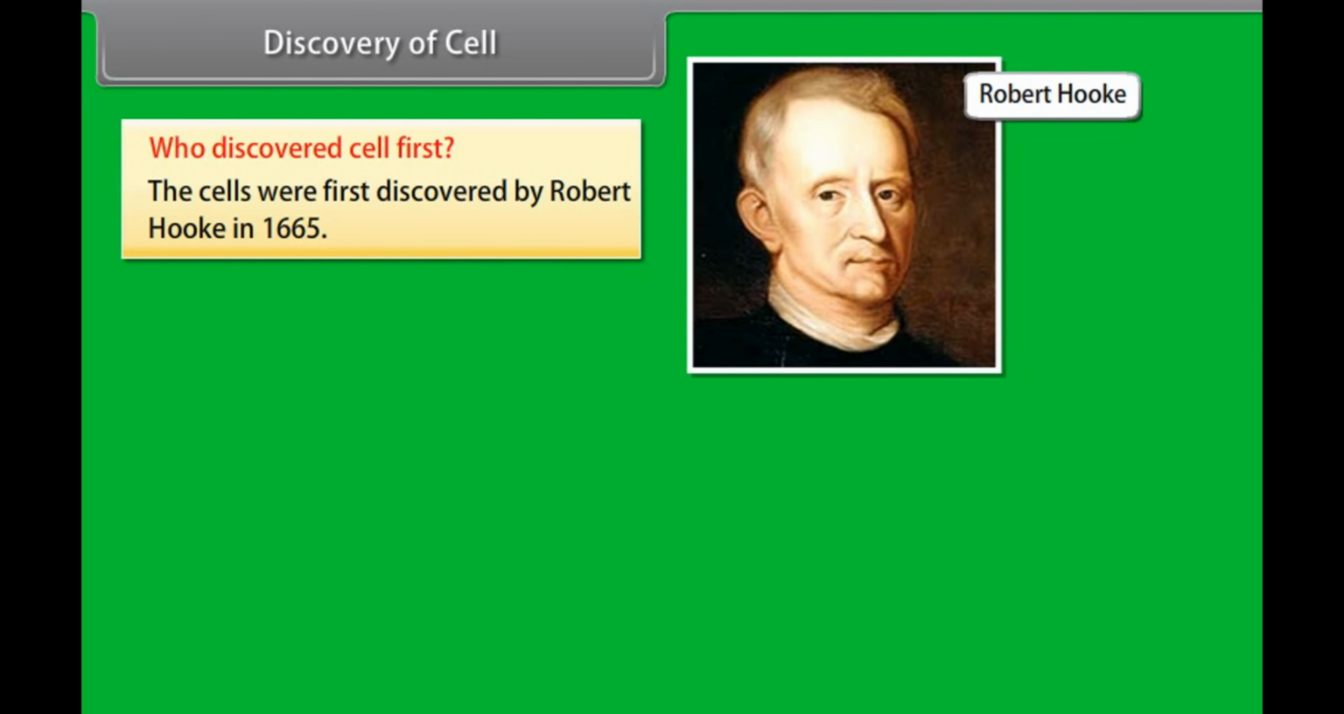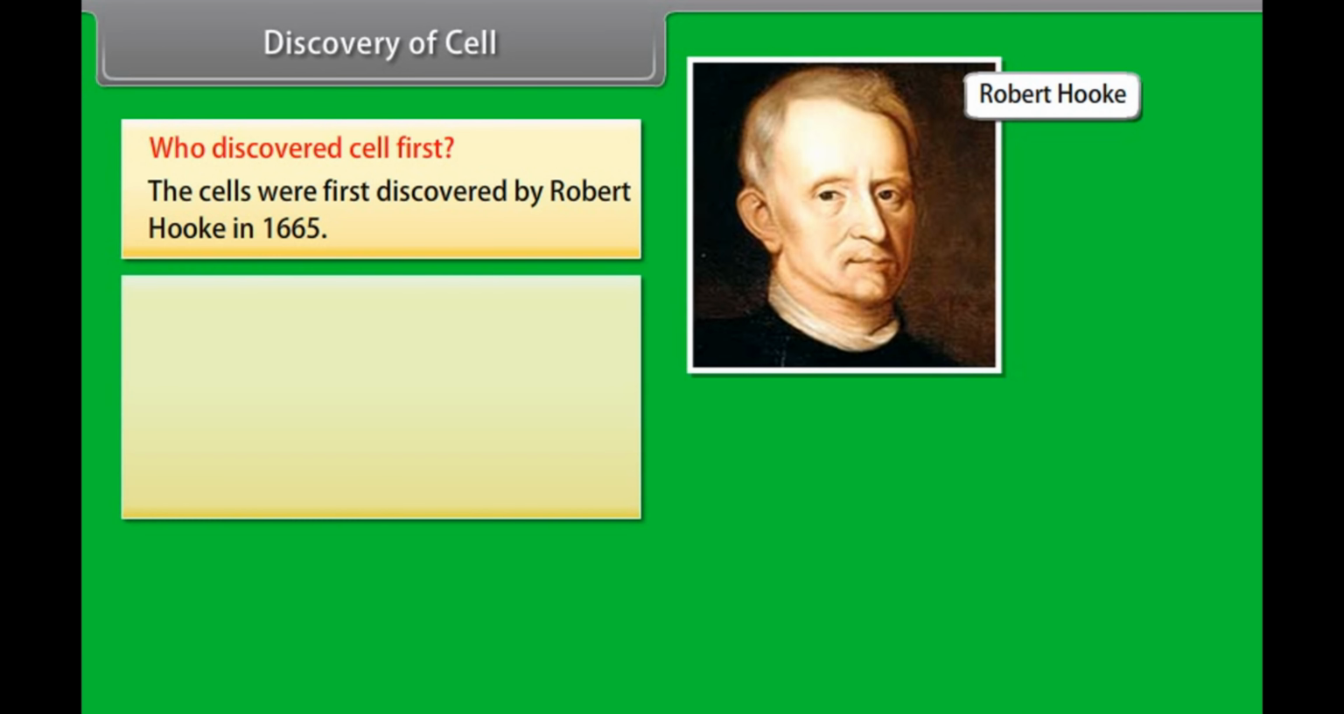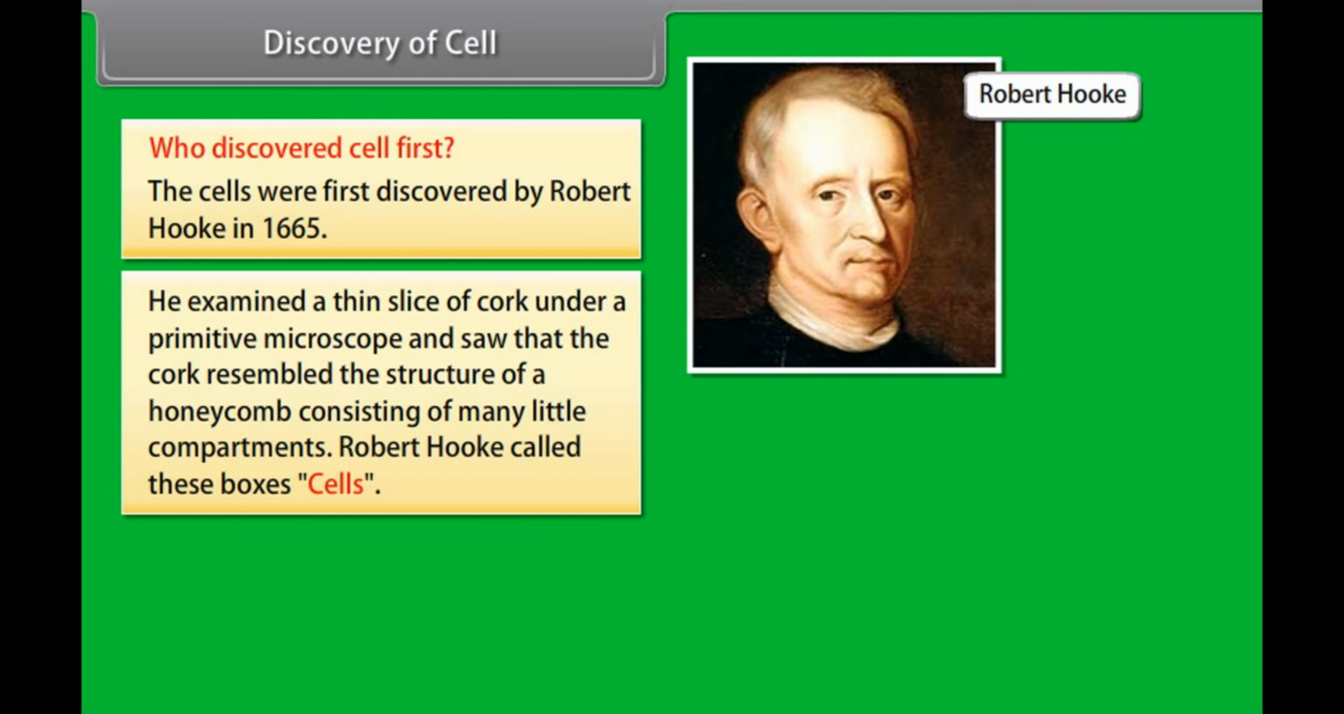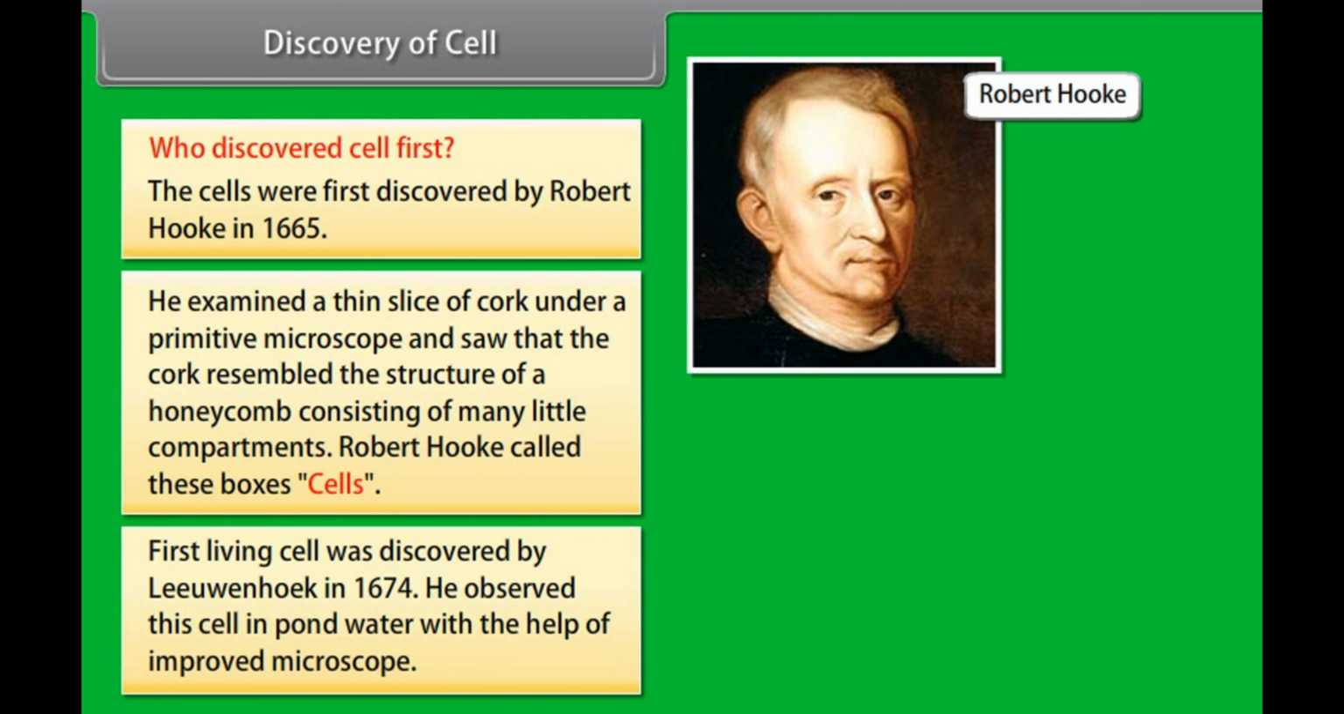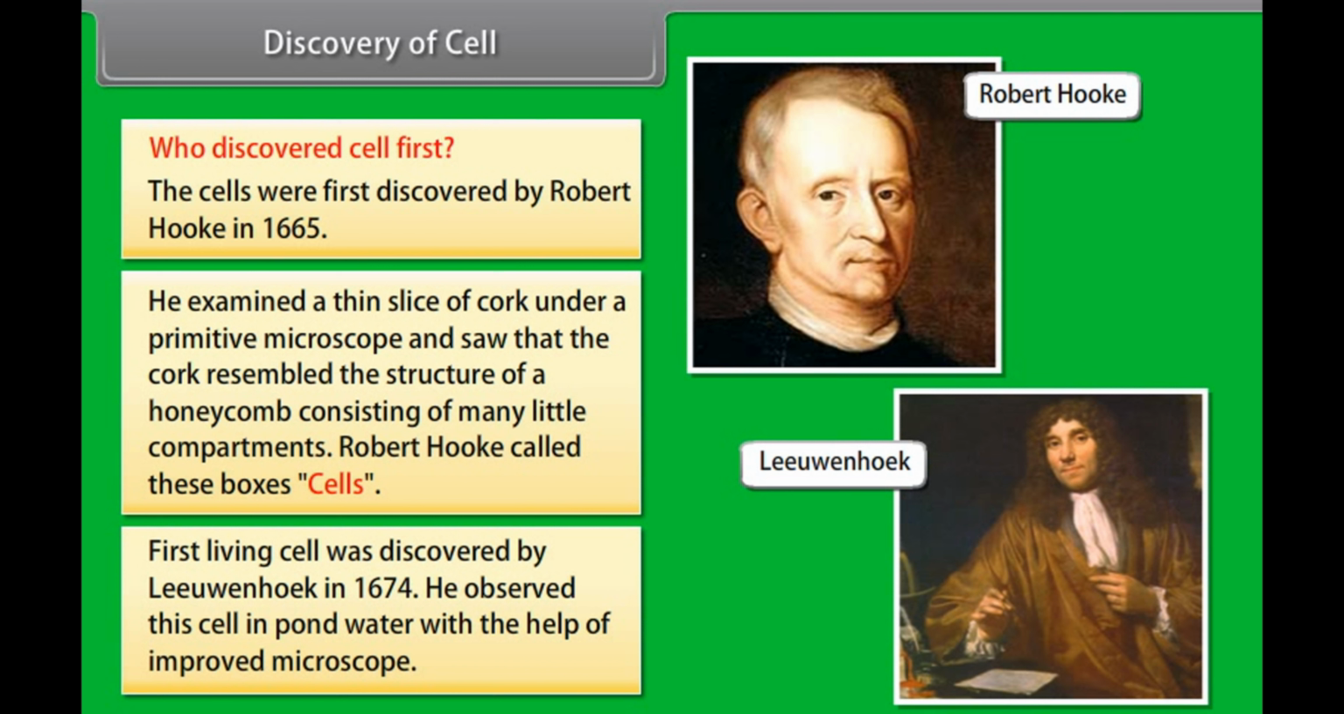Discovery of cell. Who discovered cell first? The cells were first discovered by Robert Hooke in 1665. He examined a thin slice of cork under a primitive microscope and saw that the cork resembled the structure of a honeycomb consisting of many little compartments. Robert Hooke called these boxes cells. First living cell was discovered by Leeuwenhoek in 1674. He observed this cell in pond water with the help of improved microscope.